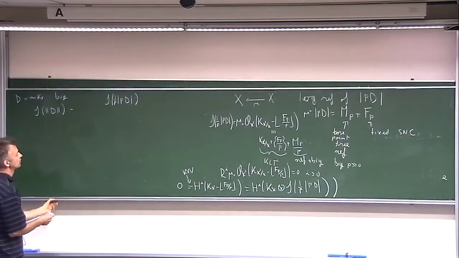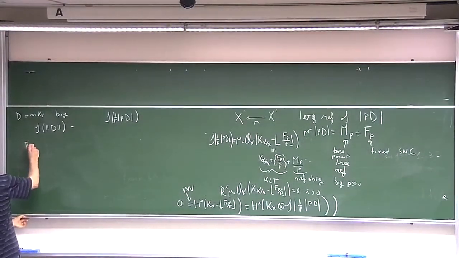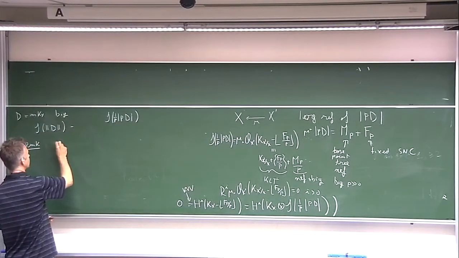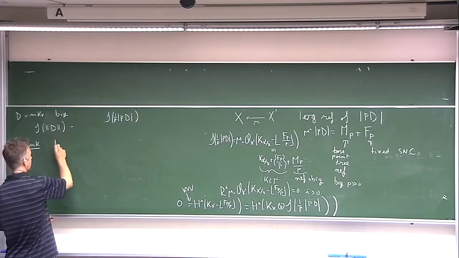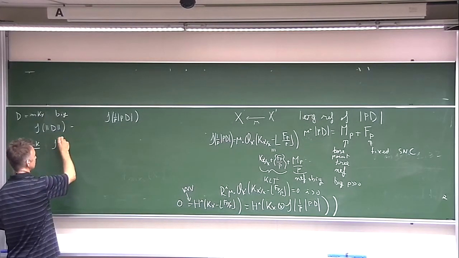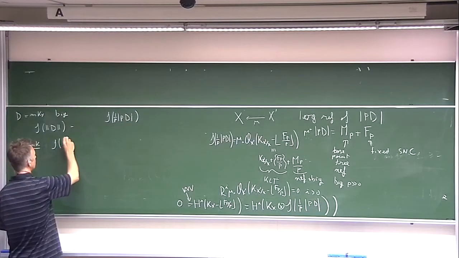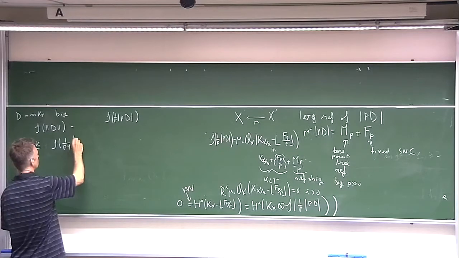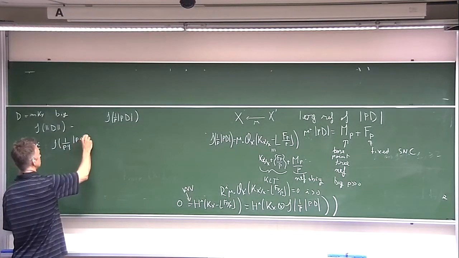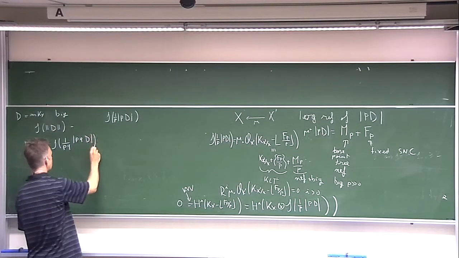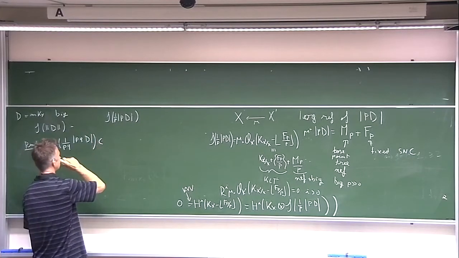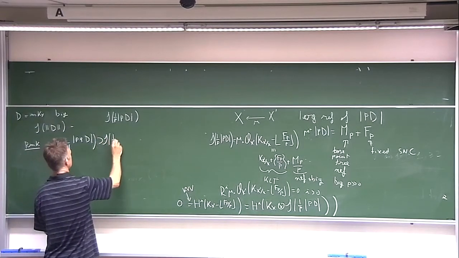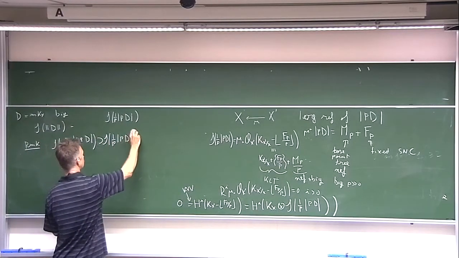Okay, so now let me make the following remark: the multiplier ideal sheaf of 1 over PQ, PQD, clearly contains the multiplier ideal sheaf of 1 over P, PD, for any two integers p and q.